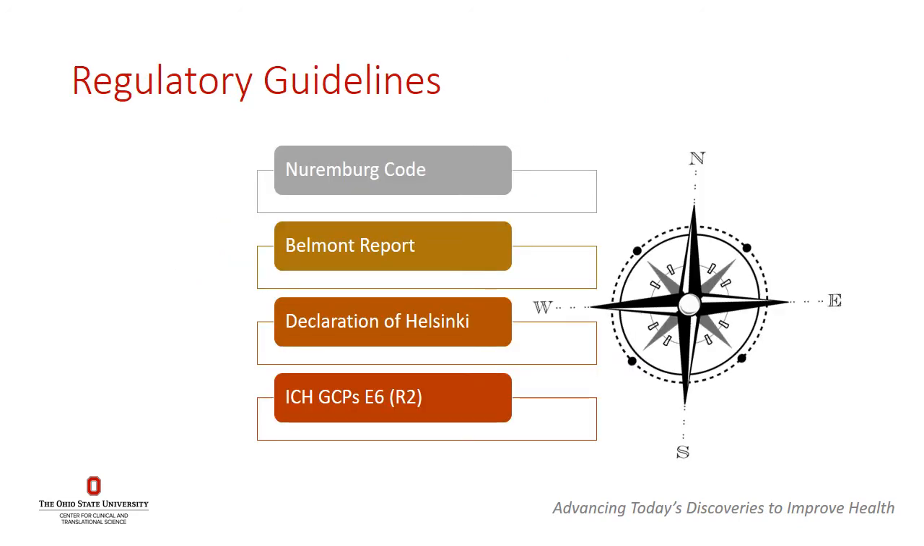Historical events surrounding informed consent violations have led to international guidelines such as the Nuremberg Code, the Belmont Report, the Declaration of Helsinki, and the International Council for Harmonization of Technical Requirements for Pharmaceuticals for Human Use. Let's review these.